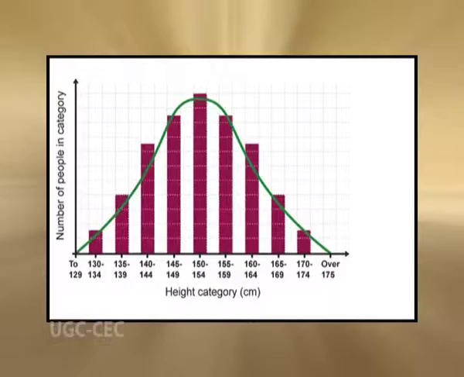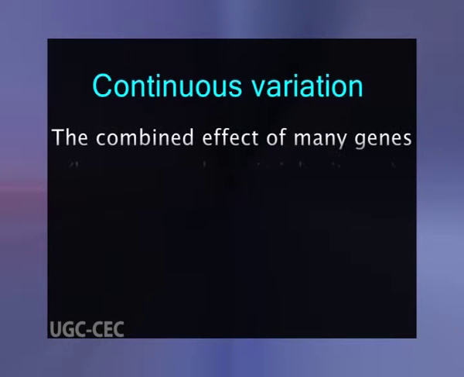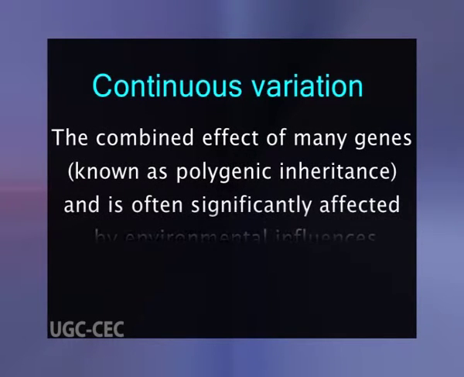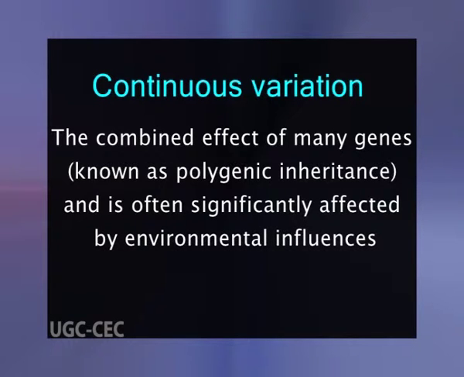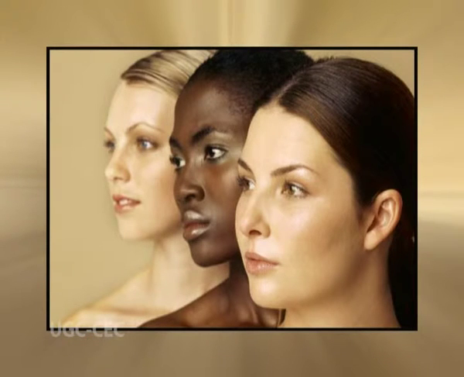If plotted as a graph, the mean or normal characteristic will be found to be possessed by the maximum number of individuals. The number of individuals will decrease with the increase in degree of fluctuation. The graph will appear to be bell-shaped. Continuous variation is the combined effect of many genes, known as polygenic inheritance, and is often significantly affected by environmental influences. For example, your height will depend on what genes you inherit and the amount of food you get during your growing periods. You may inherit the genes to make the pigment melanin in your skin, but you will need to expose your skin to sunlight to acquire a tan.